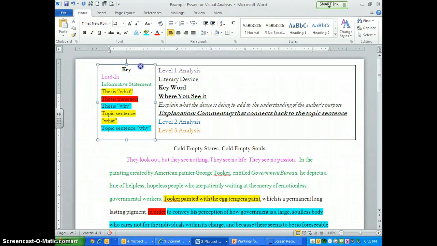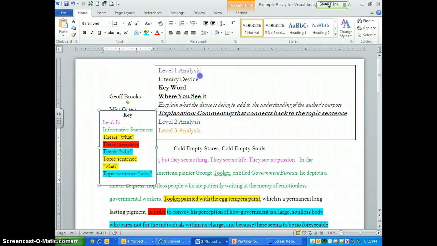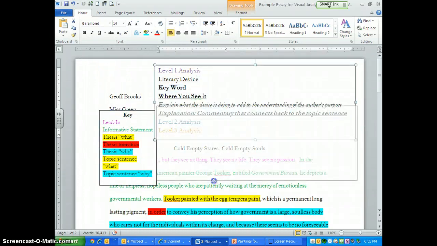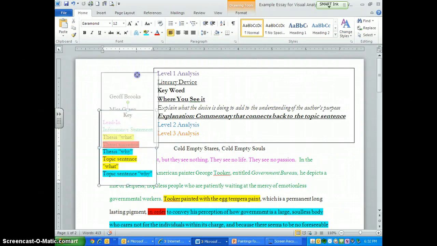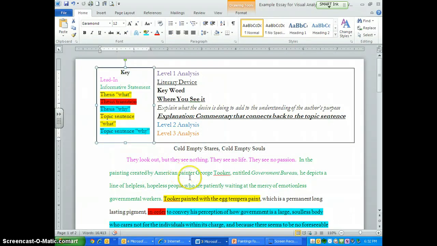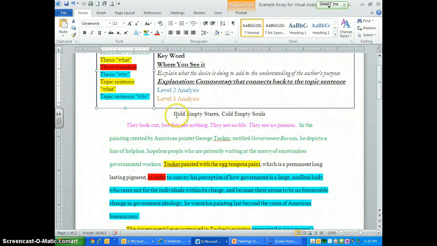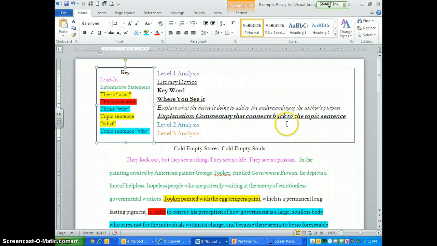You can't see them because I've put them in here, but there's my MLA heading. It's back there, I promise. There it is, yeah. Okay. But I put the key up at the top so you can see what I'm doing. For your introduction, first of all, make sure you have a really clever, creative title. So I did Cold Empty Stairs, Cold Empty Souls. Haha, like the repetition, right? And then the CES and CES.